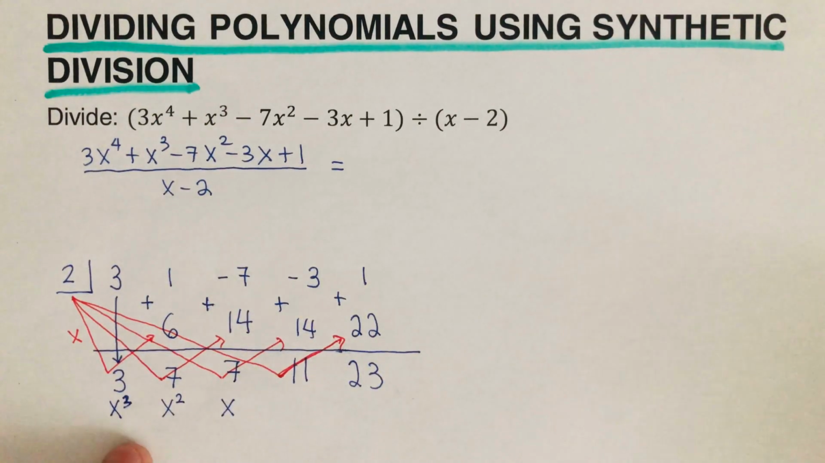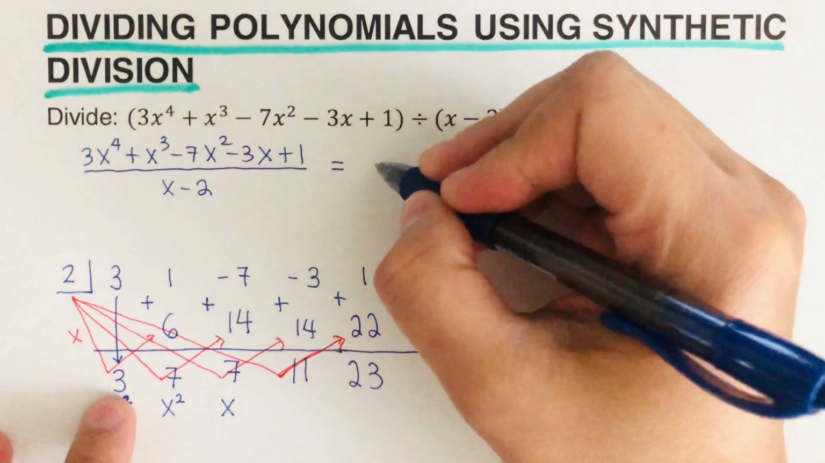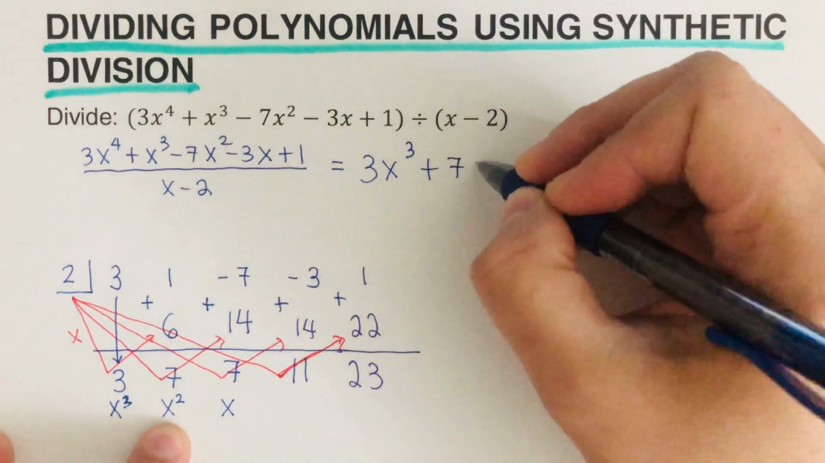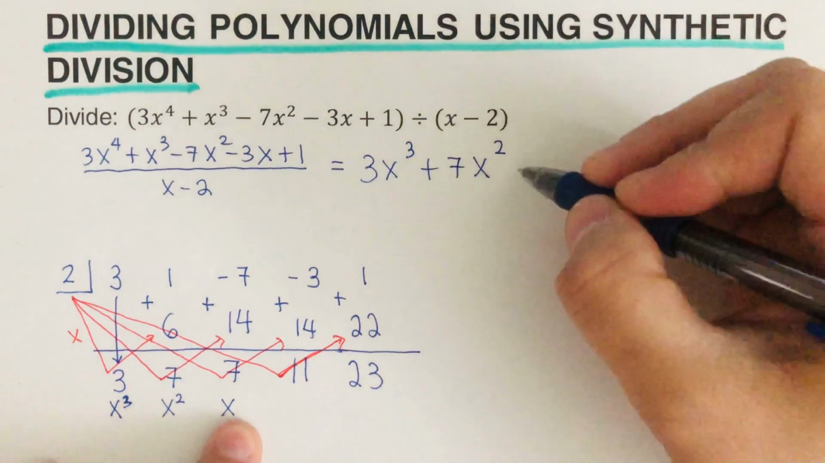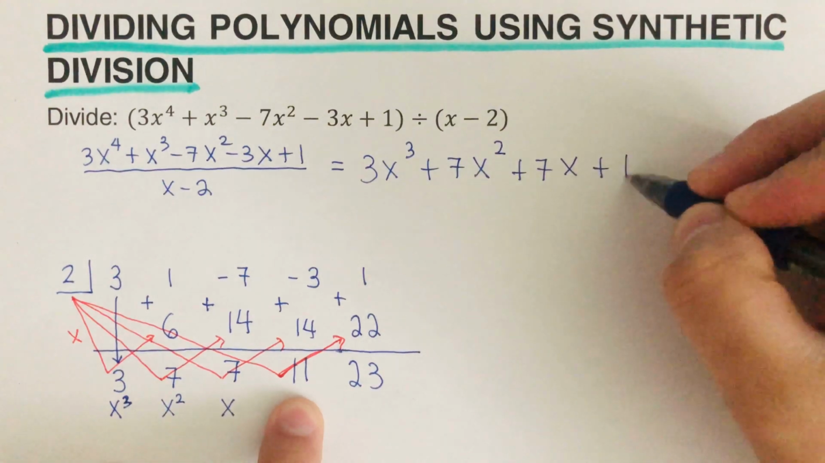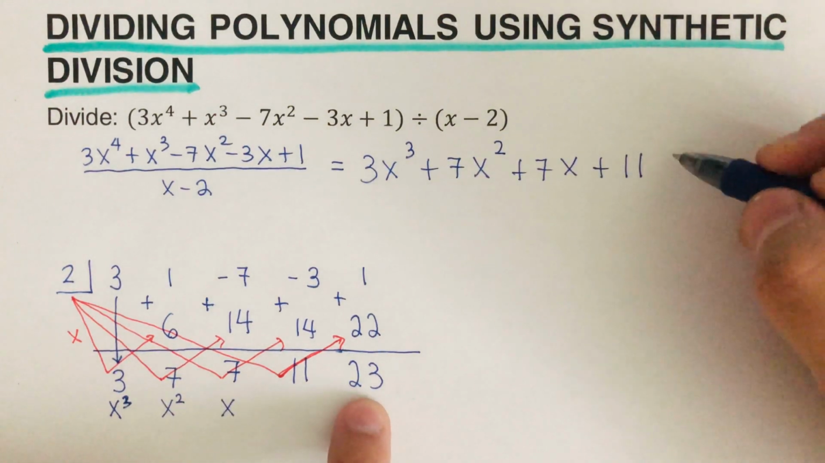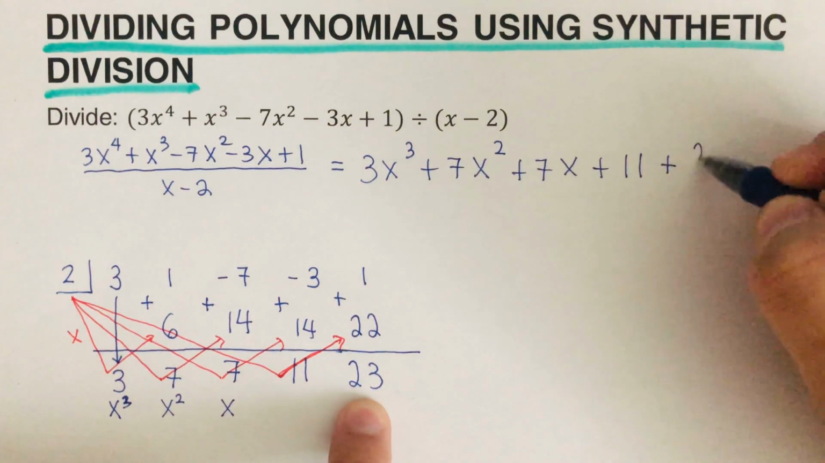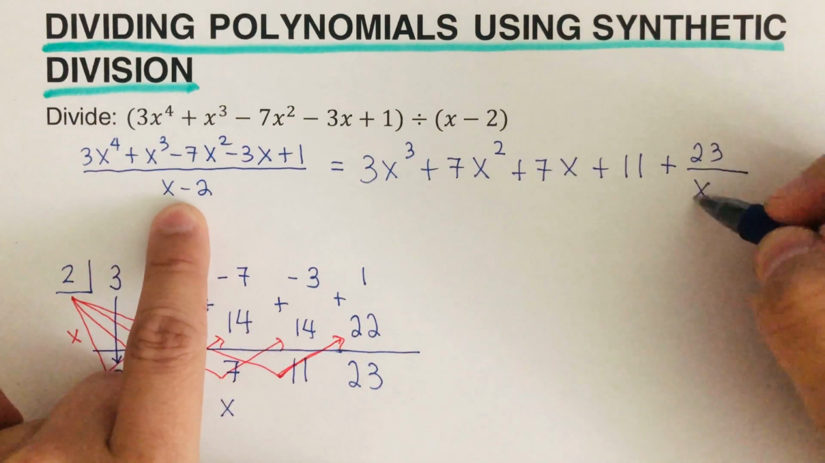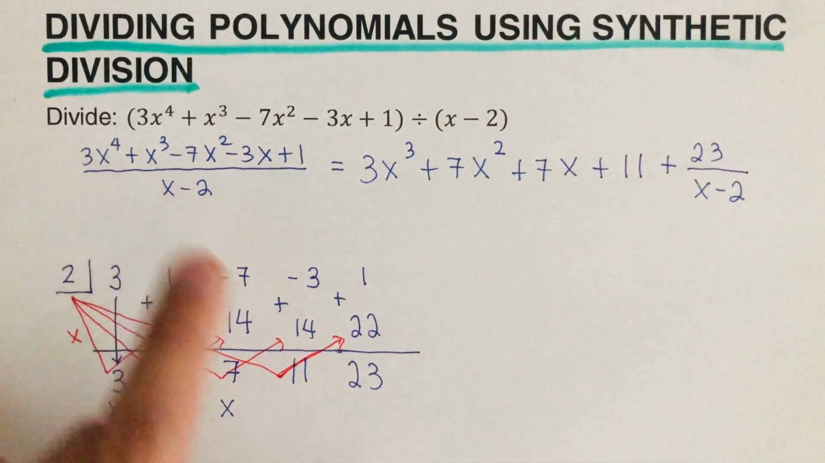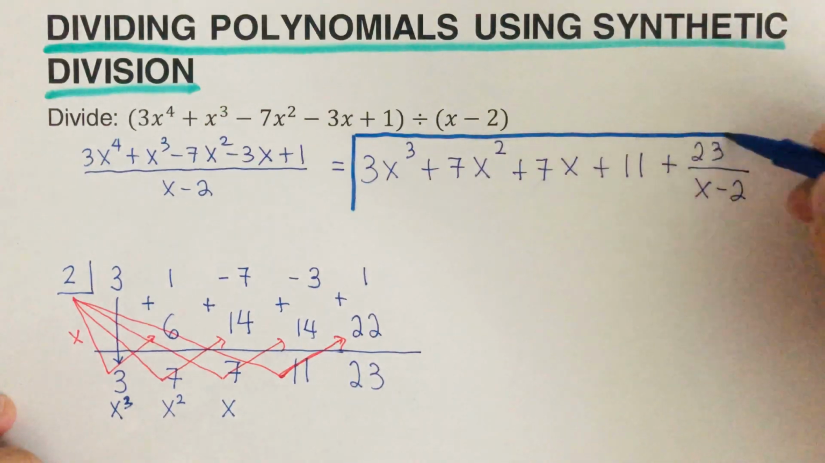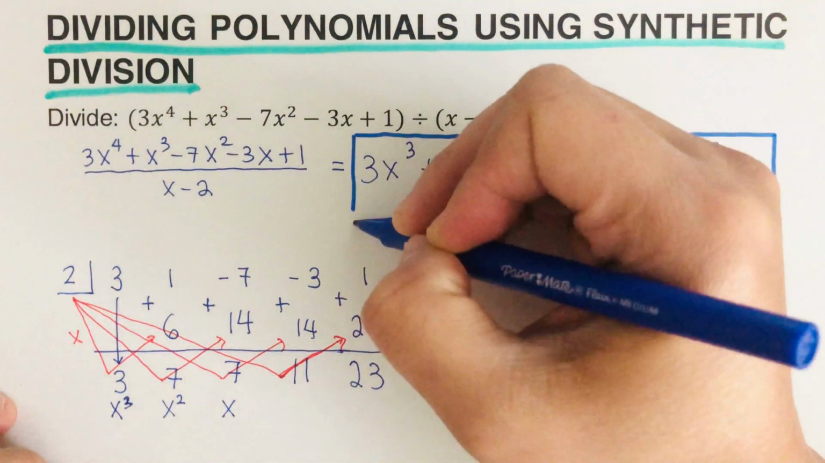So then we can go ahead and write the answer as 3x to the third, plus 7x squared, plus 7x, and then a constant plus 11, and then the remainder is 23, so that's a positive 23 over whatever is the denominator here, that is x minus 2. So when we divide these two polynomials right here, it will come out to this answer right there.